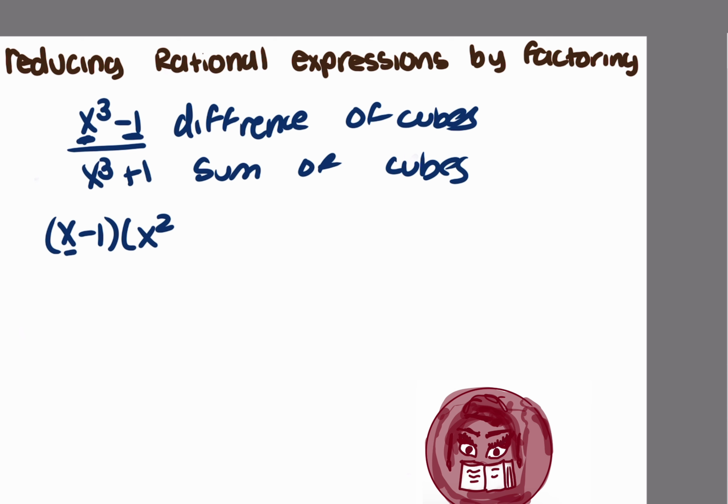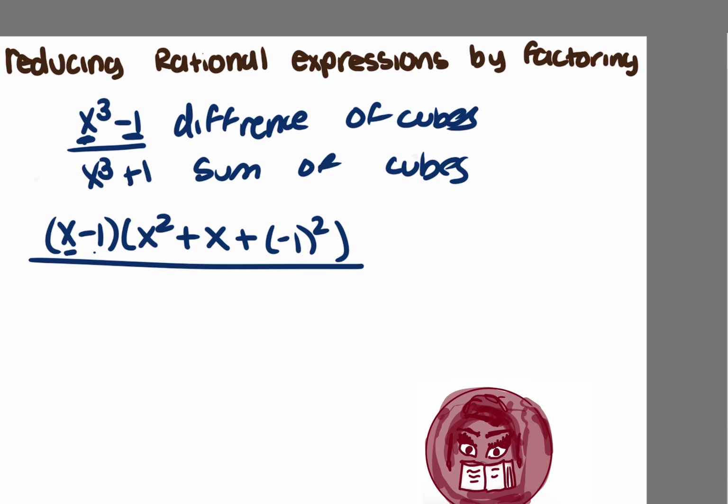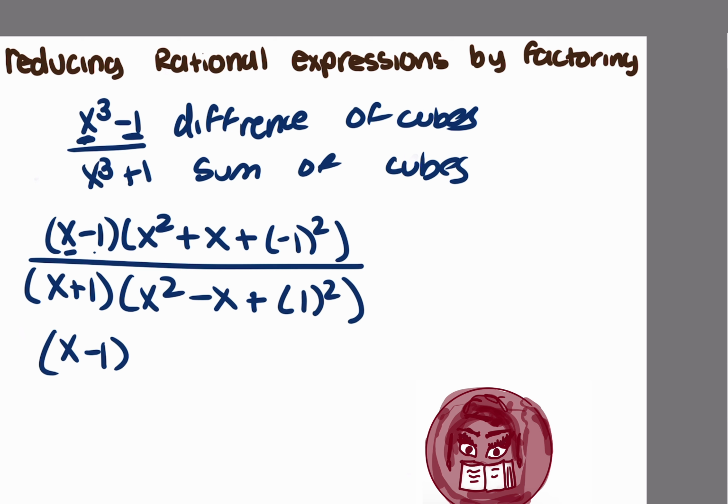Okay, and then we do this number squared, which is x squared. And then these two numbers combine, which is negative x, but then you change the sign, it's plus x. And then you square root negative 1. Okay, and then we do the same thing on the bottom, but this time it's negative x plus 1 squared.